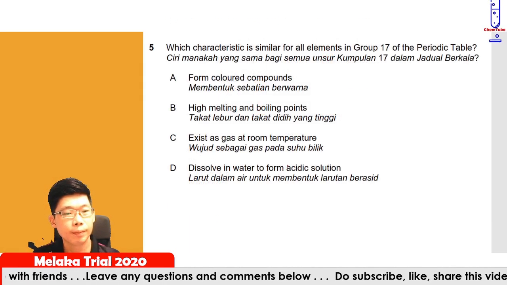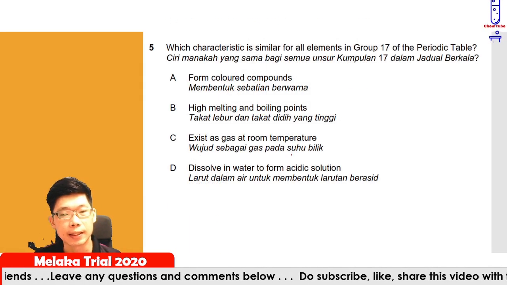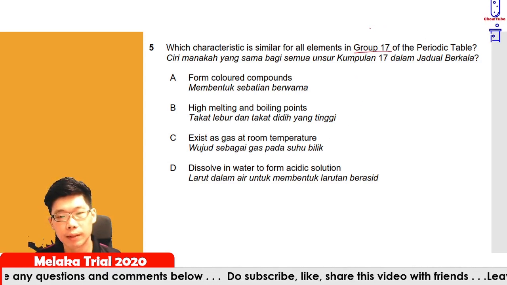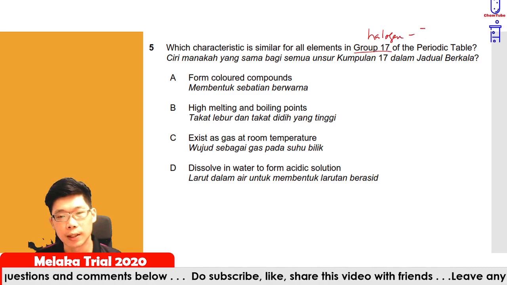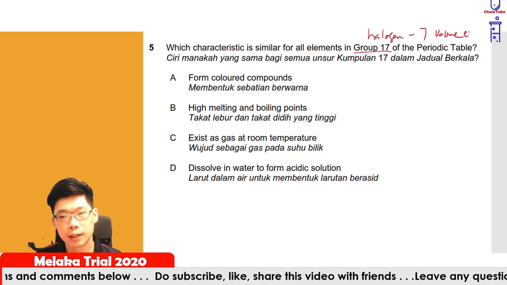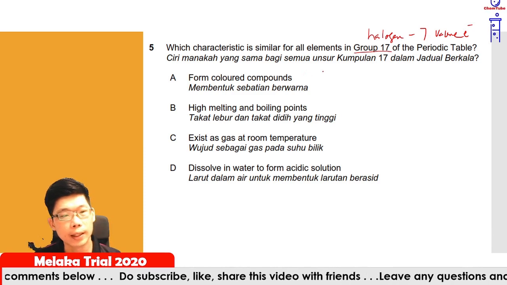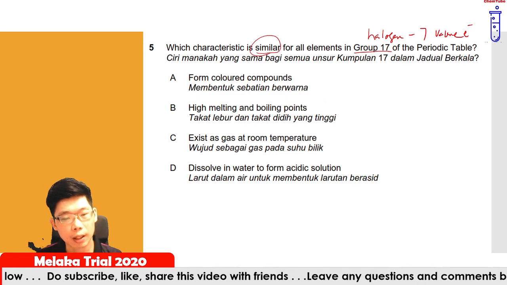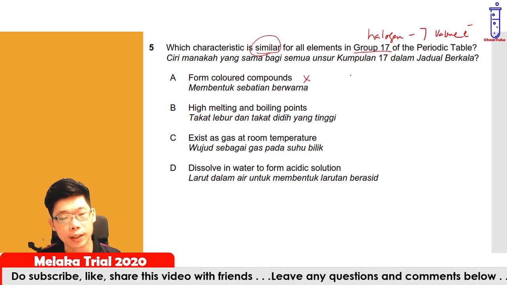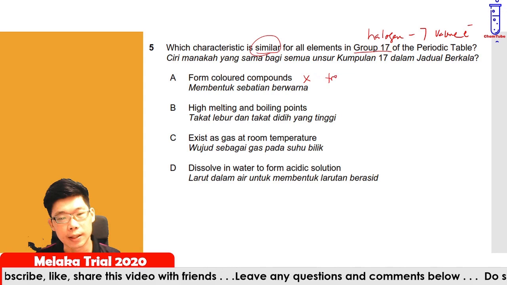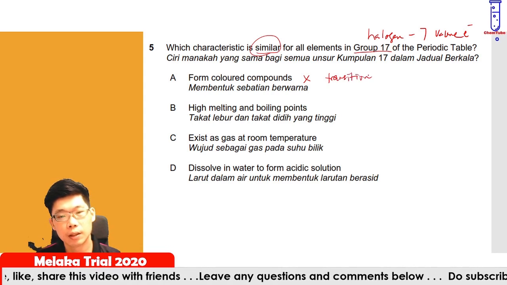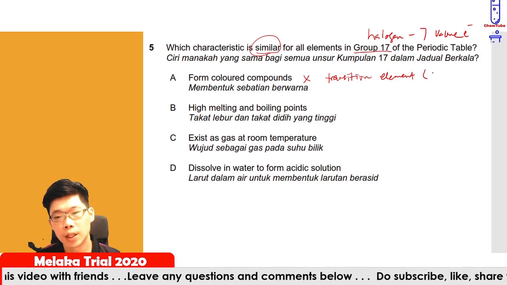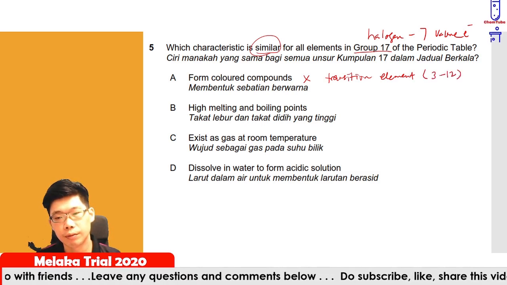And number 5, which characteristic is similar in all the elements in group 17? Group 17 is the halogens. It has 7 valence electrons. So what is the similar characteristic? It forms a colored compound. No, because colored compounds are for transition elements, which are from group 3 to group 12.